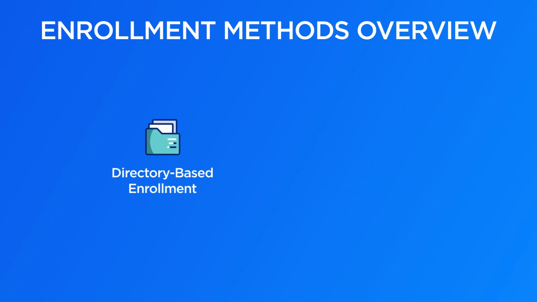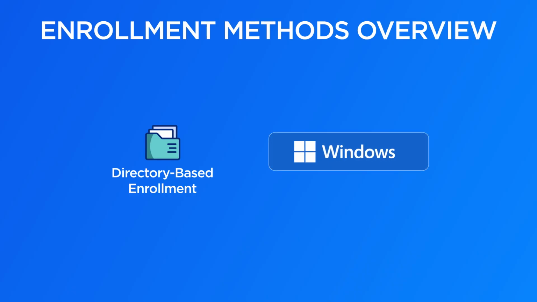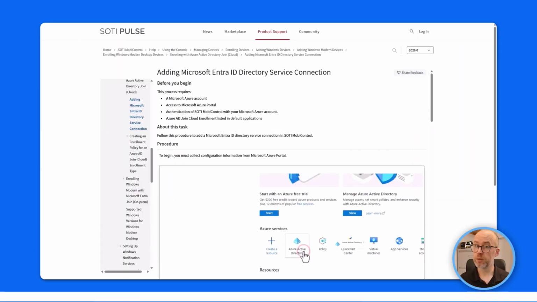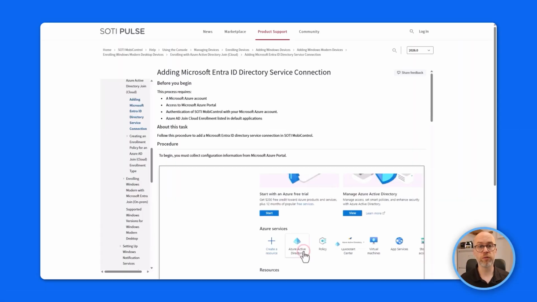But in other cases, a directory-based enrollment method can be very suitable because this uses the Windows credentials of the user within the enrollment process. And the directory could be an on-premise directory, but also it could be a cloud-based directory, which is the focus of this video for today, where we're looking at Microsoft Entra ID. The steps that we're working through today can also be found on the SOTI MobiControl help documentation that can be accessed through SOTI Pulse. Our focus is setting up the connection for a cloud MobiControl instance.